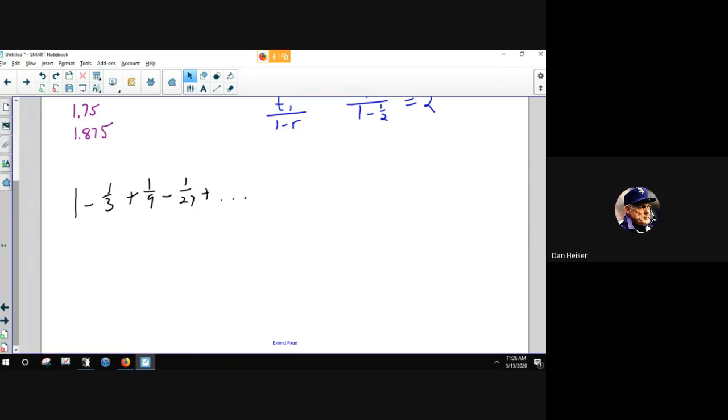Here's another one. Again, I'll just start one term at a time and add one term each time. So if we just look at the first term by itself, it's 1. If I subtract a third from 1, 2/3. If I take 1 minus a third, and then I add 1/9, and then stop there, I am at 7/9.